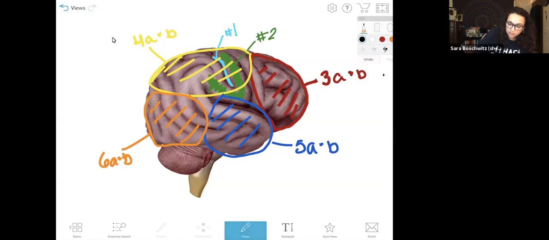So number 1 was that blue line in here. That's going to be a sulcus. They're short. All right, so sulcus, that's going to be that depression in the brain surface. So number 2 is going to be the elevation. That's going to be the gyrus, or gyri for multiple.